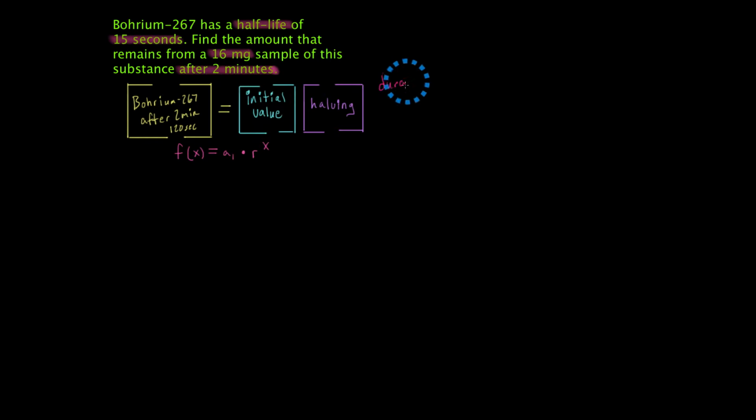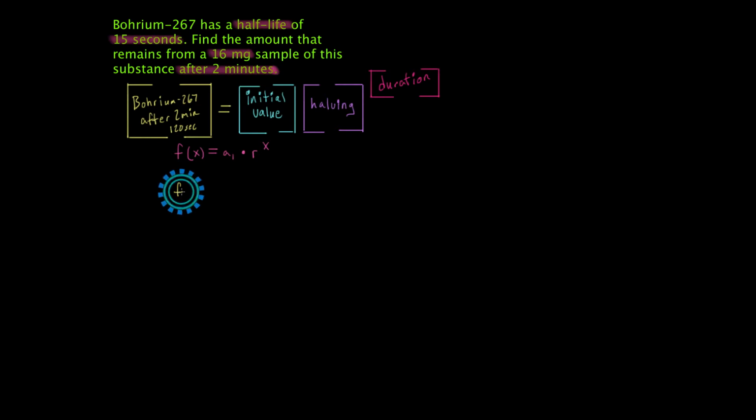Duration should be D-U-R. Duration of time, and I'm going to put square brackets around that. Raised to the power of a specific duration of time. Okay, so how much is left after 2 minutes? Well, that's simply just that function notation, f of x.